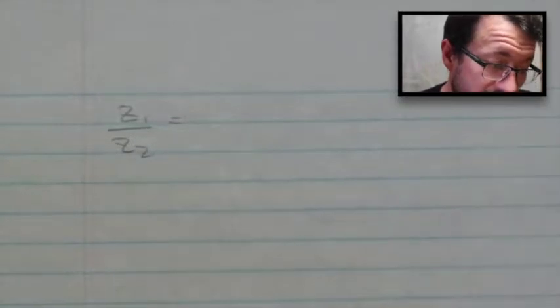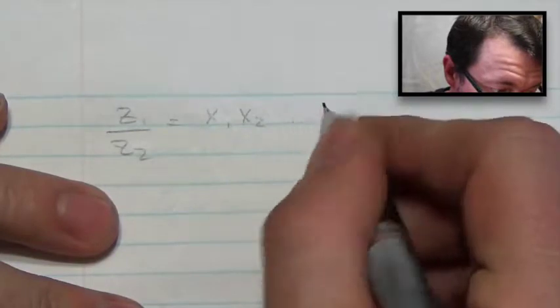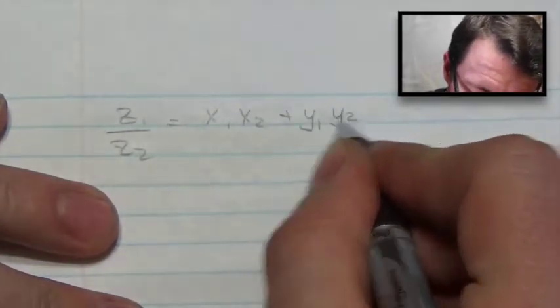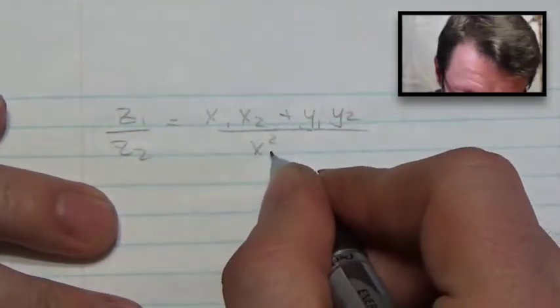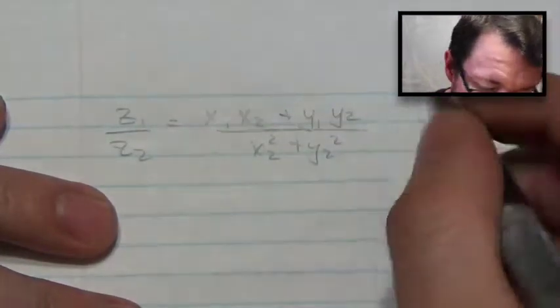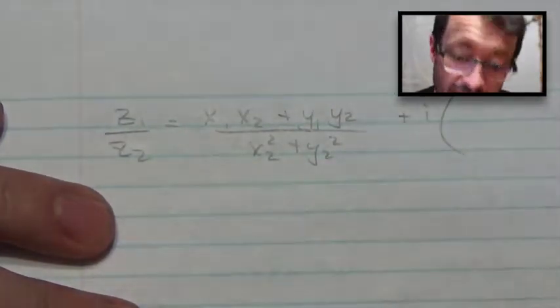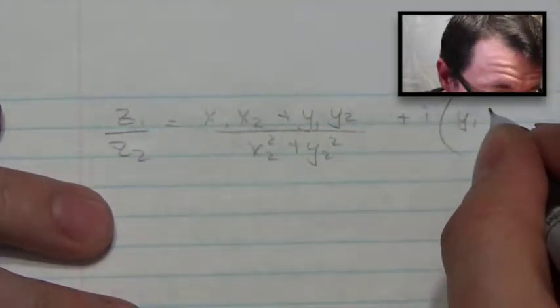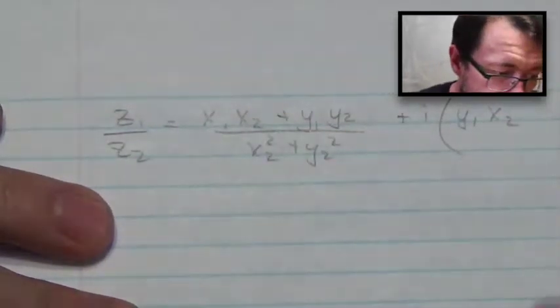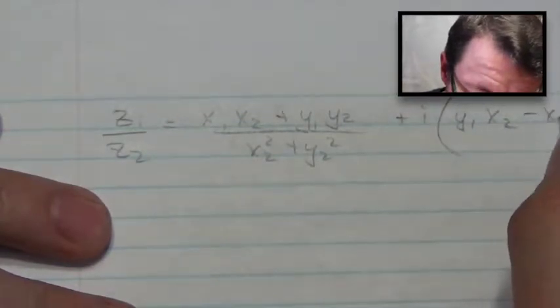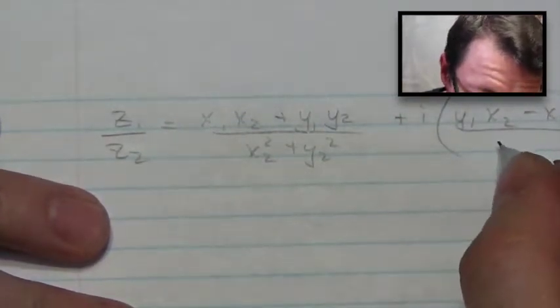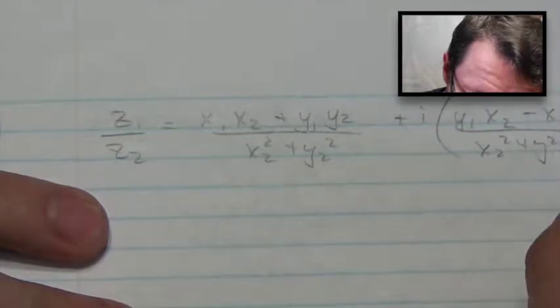Okay, so if you've got z1 divided by z2, now this is going to get a little bulky here, but the result is going to look like this. It's going to be x1 x2 plus y1 y2 over x2 squared plus y2 squared, plus i, now this is the imaginary part, this is going to be y1 x2 minus x1 y2, all over x2 squared plus y2 squared.